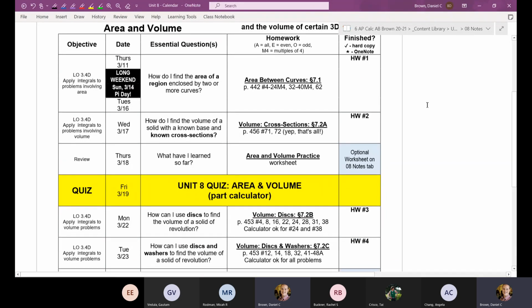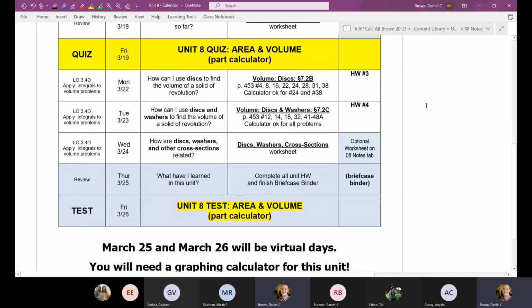Quiz this unit. Again, it does come up quick, but it is a very short unit anyways with not a lot of topics, especially compared to the one that we just did. But your quiz will be on Friday, and then the test is on the following Friday.